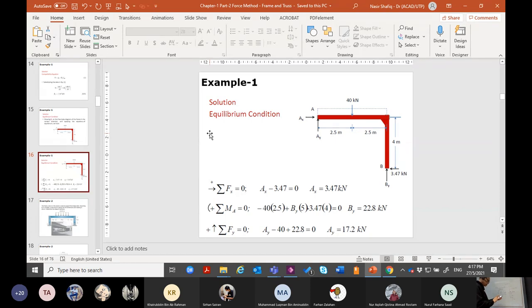(3.47)×4, right? Over here, this moment will be 13.88. So this is the column moment diagram, which will be 13.88. So this point should also be 13.88. If I put it over here, this length is 5. When x is equal to 0, the moment is equal to 0. When x is equal to 5, 25 times 10, 250, minus 17.2 into 10, 172.